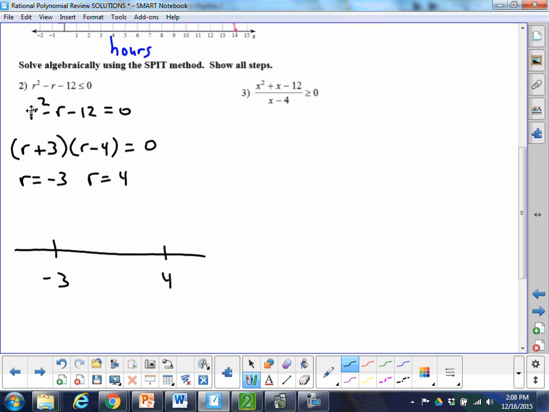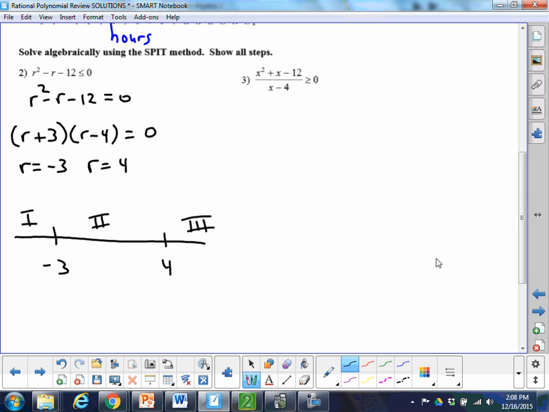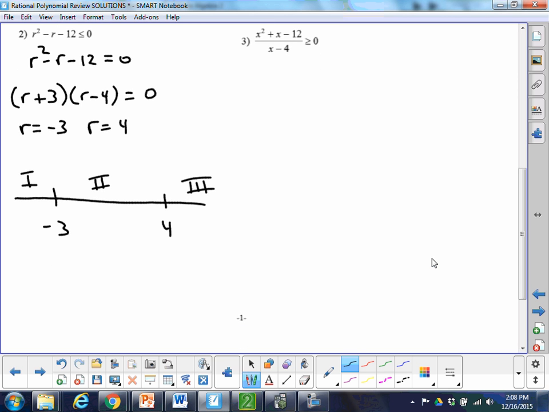We have all numbers that are less than -3 in interval 1. We have all numbers that are in between the two in interval 2. And then we have a bunch of numbers that are greater than 4. So we're going to do a little test now and see which intervals would end up working. Okay, so if you're doing this algebraically, you could test and show something like, let's test from interval 1, let's use -4. And you can test it actually into the factored form.